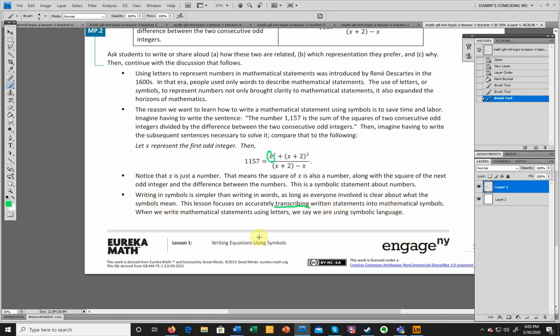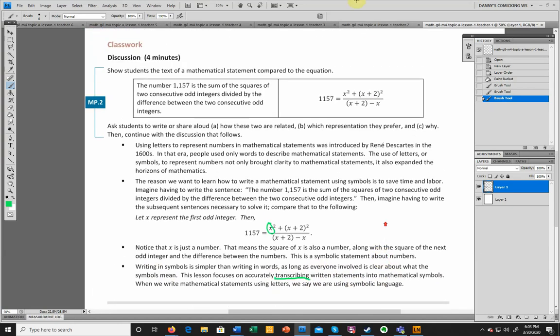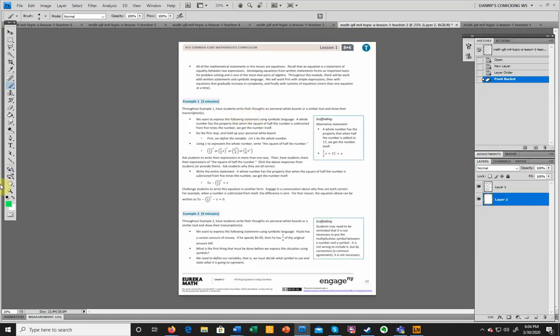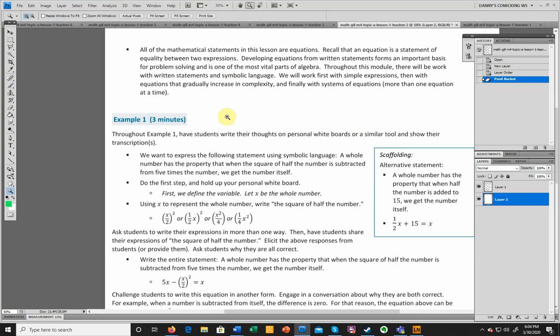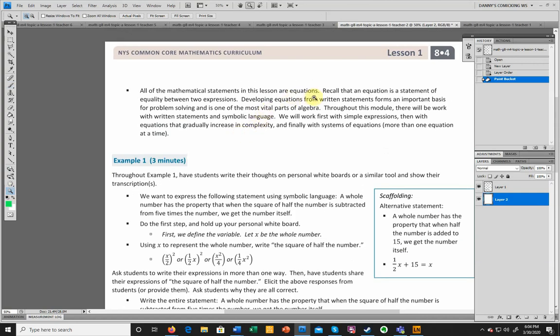When we write mathematical statements using letters, we say we are using symbolic language. All of the mathematical statements in this lesson are equations, so they are not expressions. Recall that an equation is a statement of equality between two expressions. Remember, equations you solve, expressions you simplify. Developing equations from written statements forms an important basis for problem solving and is one of the most vital parts of algebra.